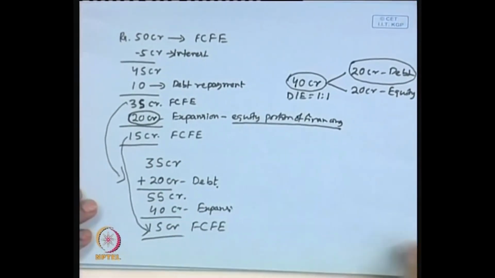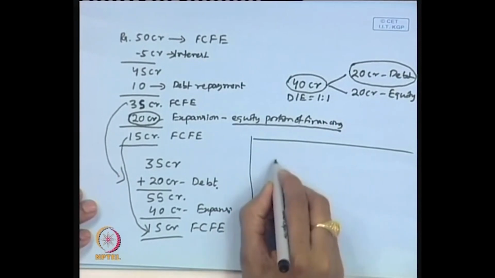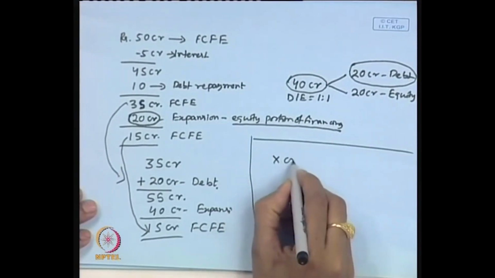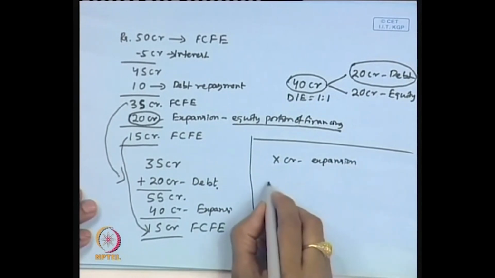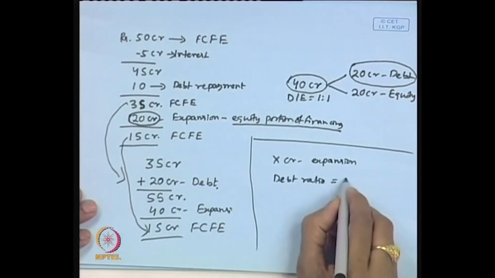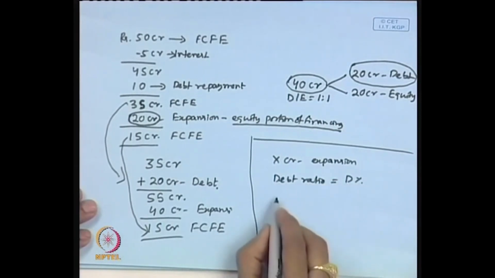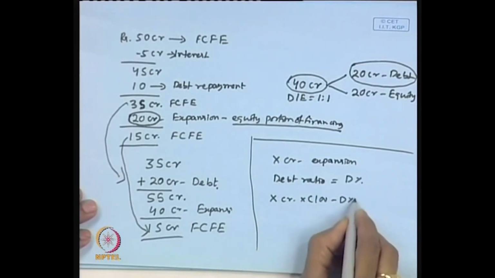So, that is one. Another approach is that if you have x crore of expansion, and the debt ratio is d%, then the equity component will be x crore into (100 minus d)%.